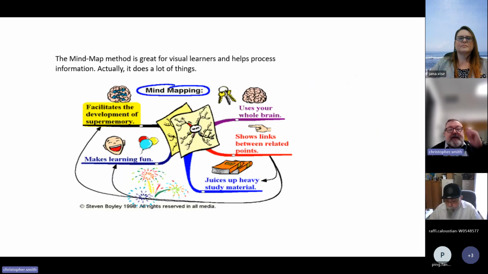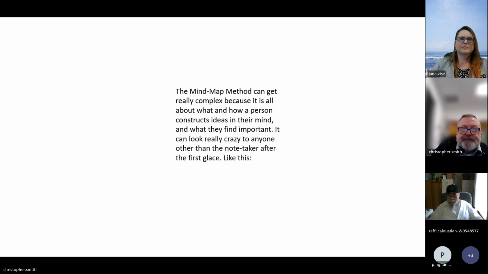The mind map method is great for visual learners and helps process information. Actually, it does a lot of things. It facilitates the development of supermemory. It uses your whole brain. It makes learning fun. It shows links between related points. And it juices up heavy study material.